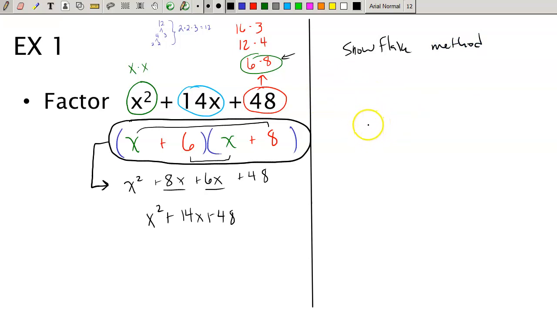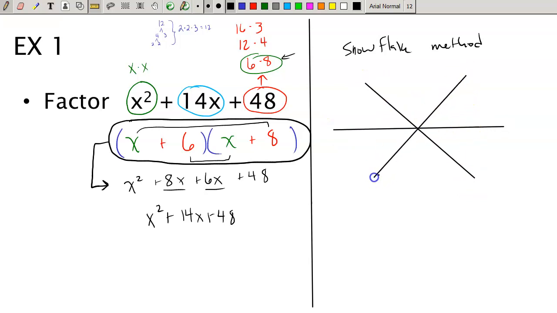The snowflake method just goes like this. What you do is draw a line and draw an X through that. And what you're going to do is, whatever your A term is, so in this problem right here, the A term is 1, so I'd put a 1 here and a 1 here. So you put your two A terms here and here. Then you're going to take A times C and put it right here. My C term is 48 and my A term is 1, so A times C, or 1 times 48, is 48. So I put a 48 up top here. Now down here, I put the B term.